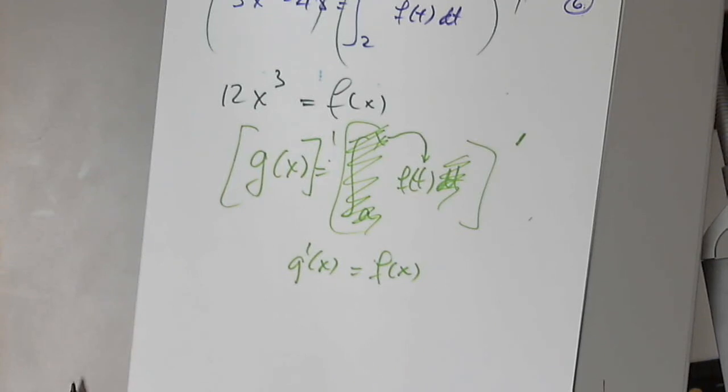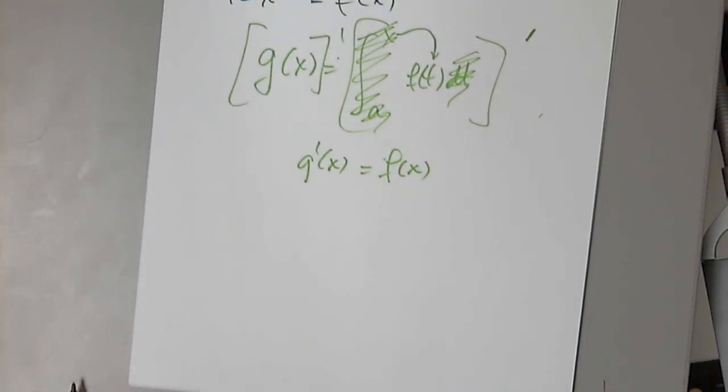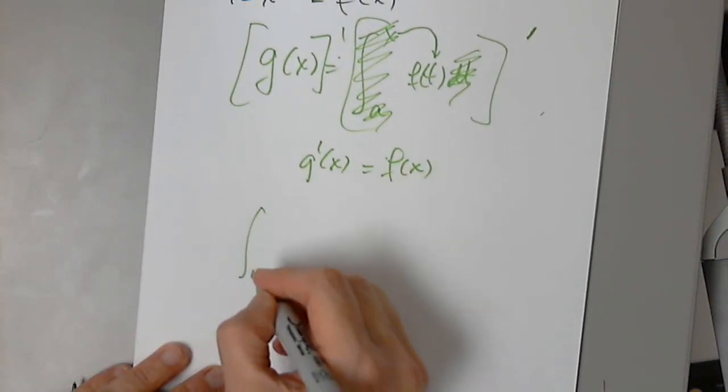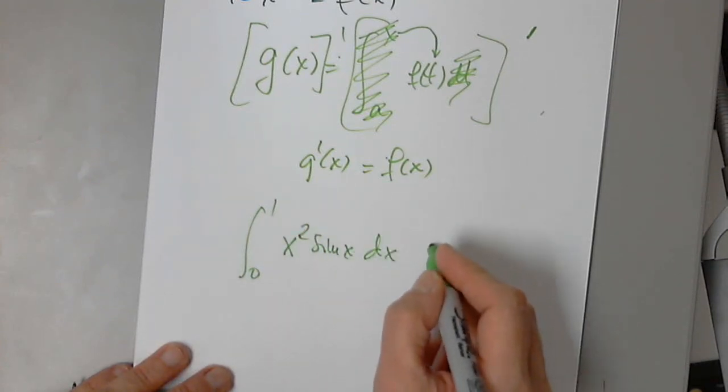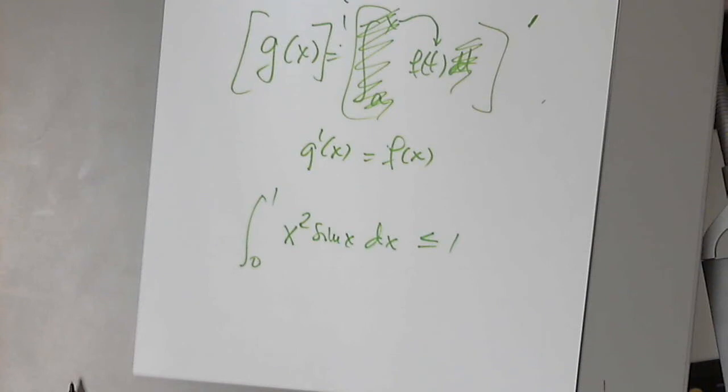Number 7, let's take a look. In number 7, we are asked to just show that the integral from 0 to 1 of x squared sine x dx is less than or equal to 1.